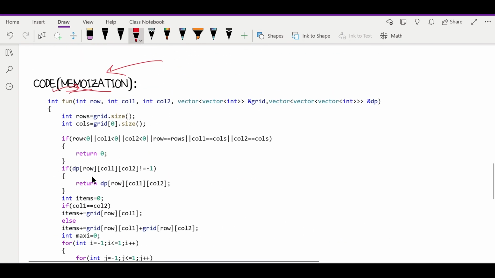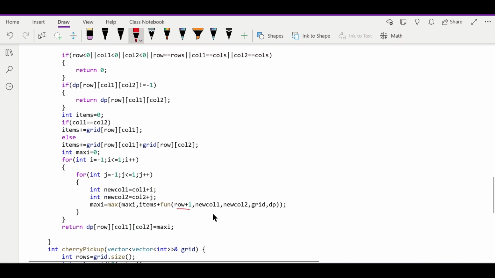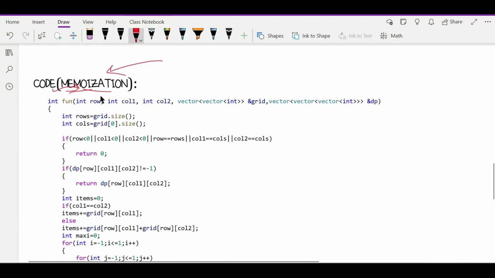To make a DP table, I've already explained in my previous DP videos. Just look at the function which is recursively calling itself, and see how many variables are getting changed in one function call. In one function call, three variables are getting changed. New column 1, new column 2 is getting calculated here, and row is increased by 1 in every function call. So in a particular function call, three of the variables are getting changed.